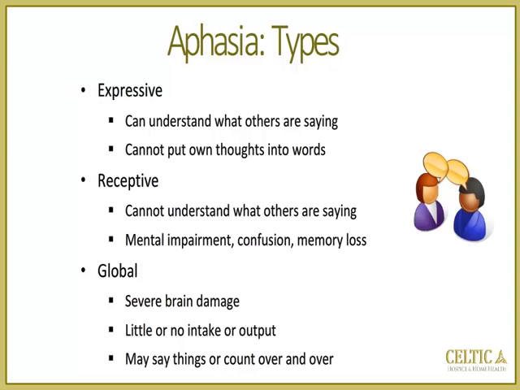There are 3 types of aphasia. The first type is expressive. The patient can understand what others are saying, but cannot put their own thoughts into words. There's also receptive aphasia. The patient cannot understand what others are saying. There's some kind of mental impairment, confusion, and memory loss.